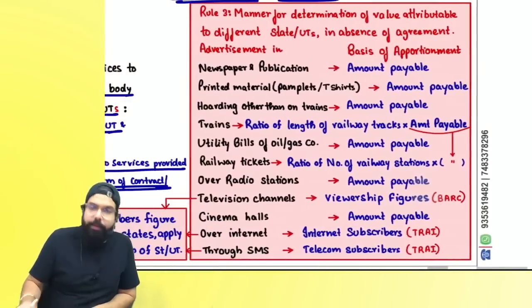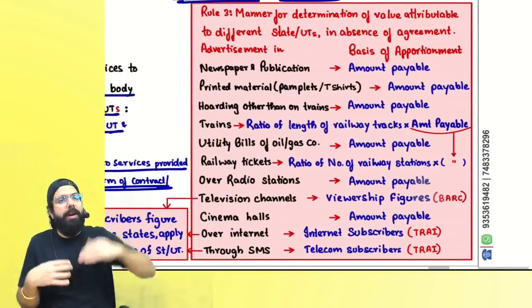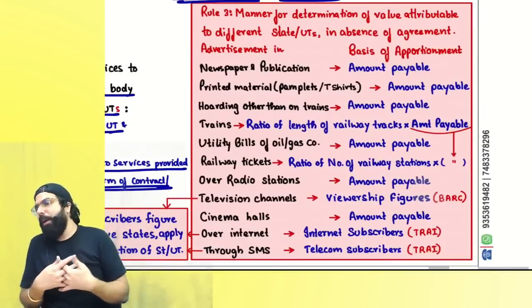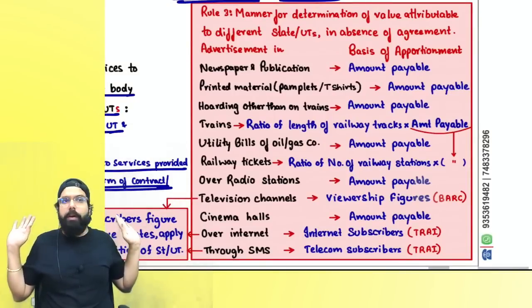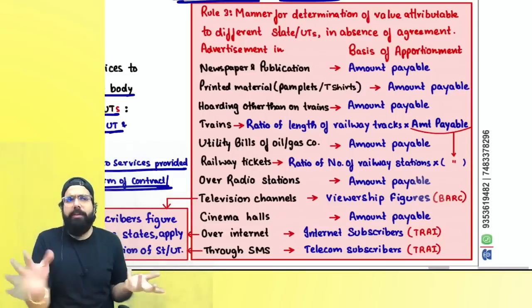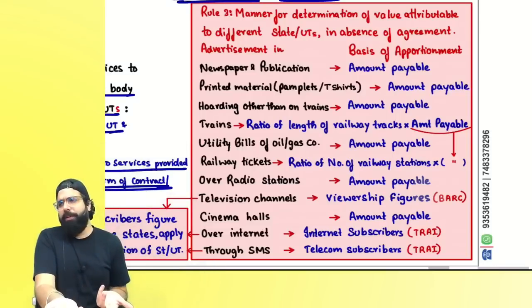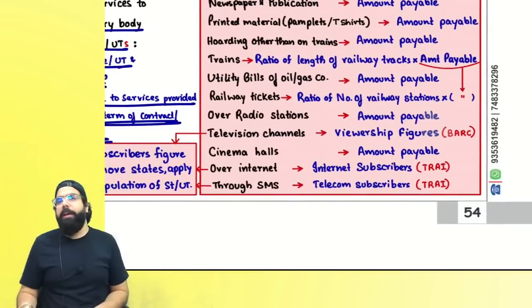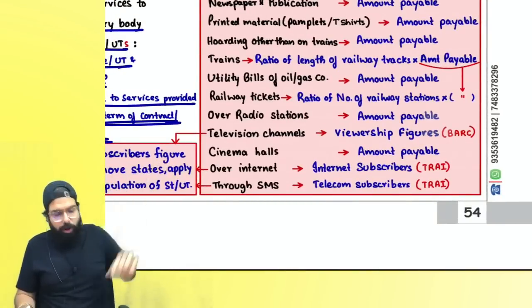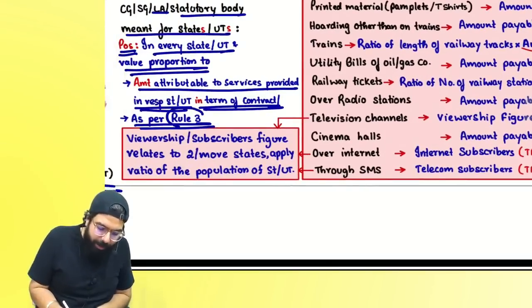So basically, when you are providing advertisement service to the government, they tell you how to apportion the value. If you have collected a separate amount, then there is a separate amount for each state. Are we clear, everyone? Next, if you have provided advertisement service to the government, they tell you to please apply rule number 3.